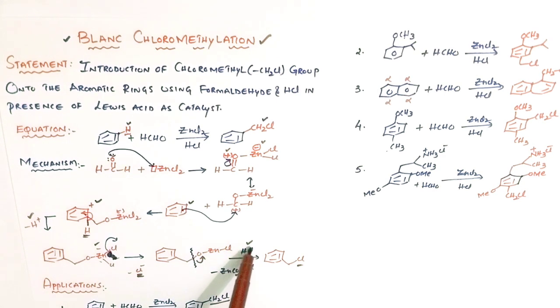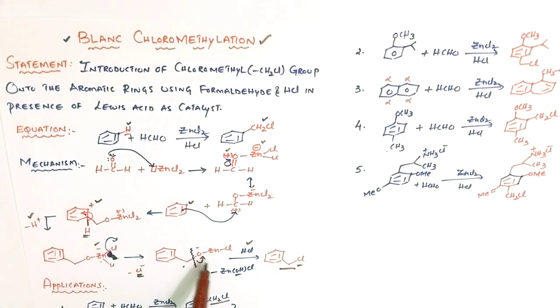HCl means H plus and Cl minus. This bond is subjected to breakage. Oxygen is more electronegative than carbon, so these bonding electrons move towards the oxygen. Oxygen will take the negative charge, carbon will take the positive charge. So Cl minus will approach here, and we will come up with CH2Cl.